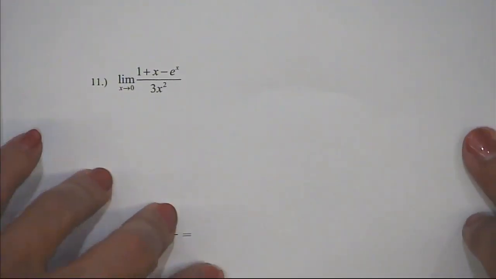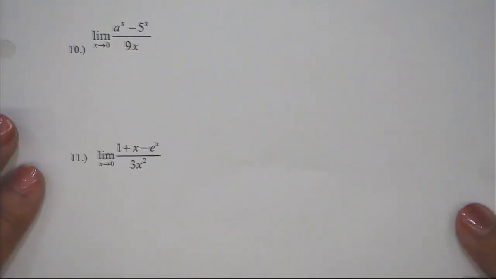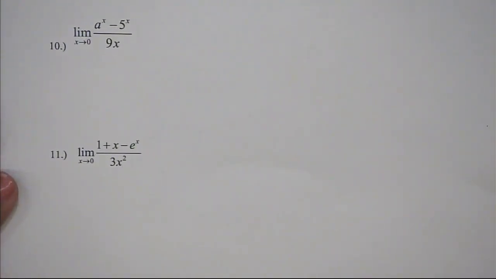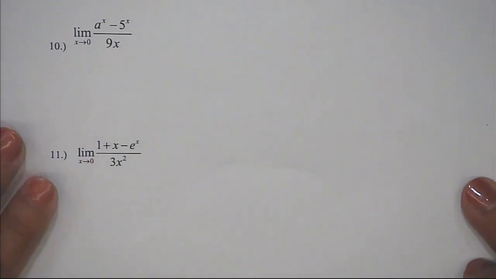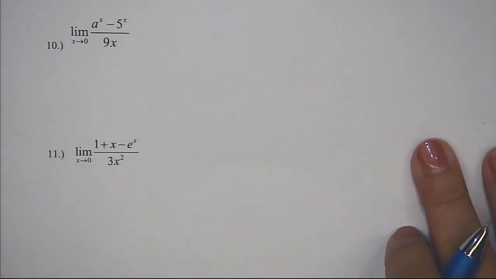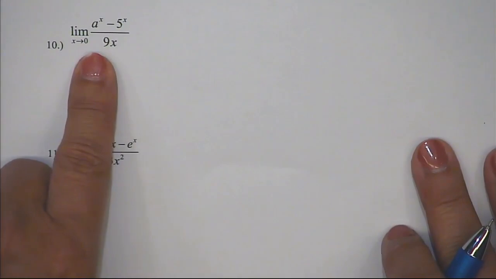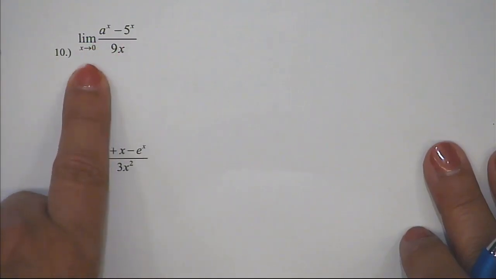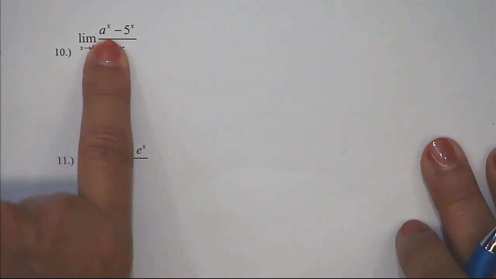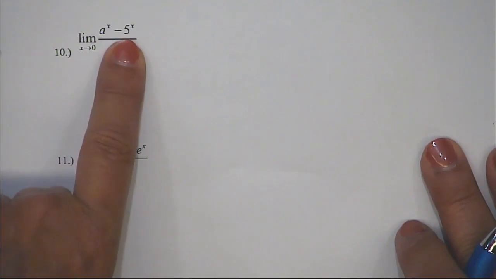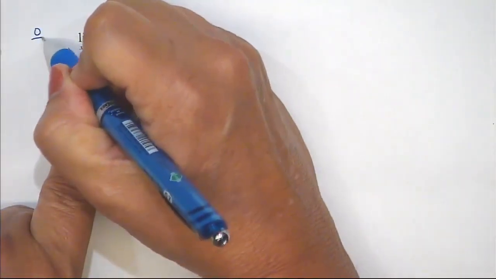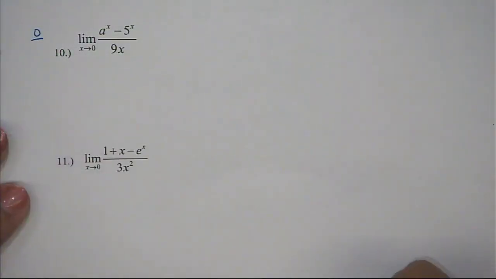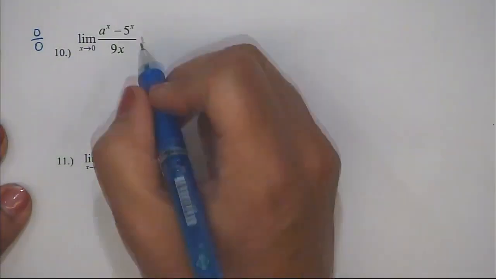All right, so number 10. This one has some constants in it, and this is a good one because as I've been checking some of your tests, some of us, again, still don't remember how to find derivatives of exponential functions. I'd take off a few points on those as I was going through. All right, so let's check. First off, direct substitution. So x is going to 0. So a to the 0 is 1, minus 5 to the 0 is 1. So we get 1 minus 1 in the top, so that's 0. And obviously in the bottom, 9 times 0, 0. So this is an indeterminate form, so I can use L'Hopital's rule.